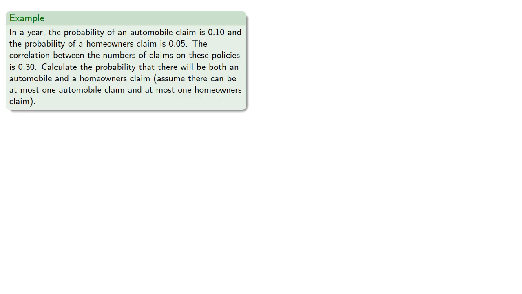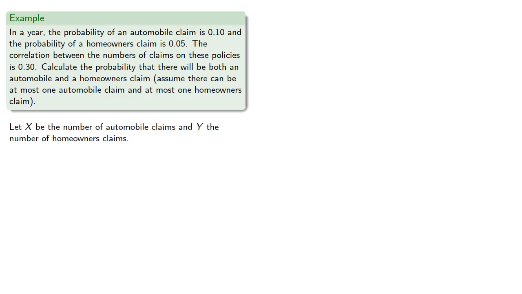Or let's take a more complicated example. Suppose in a year, the probability of an automobile claim is 0.1 and the probability of a homeowner's claim is 0.05. The correlation is 0.3. Let's calculate the probability there will be both an automobile and a homeowner's claim, and we'll assume there can be at most one automobile and at most one homeowner's claim. So again, let's focus on the questions we can answer and not the answer to the question.